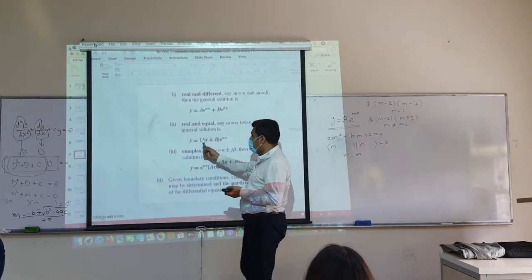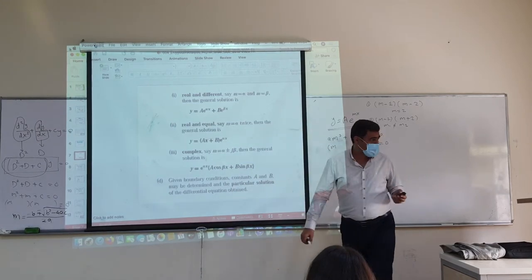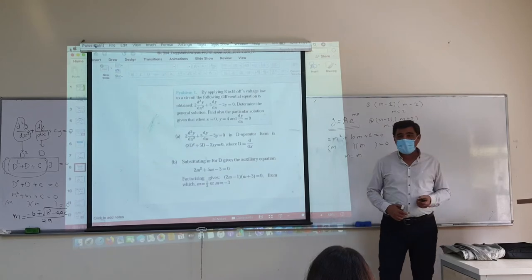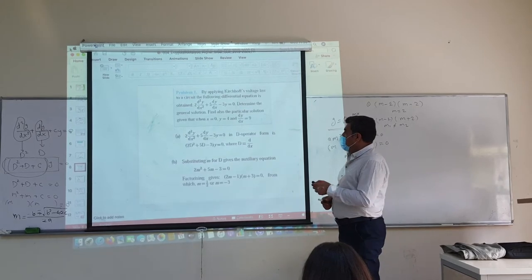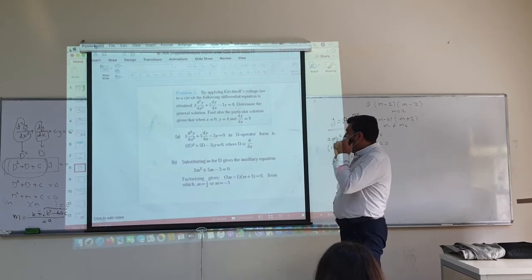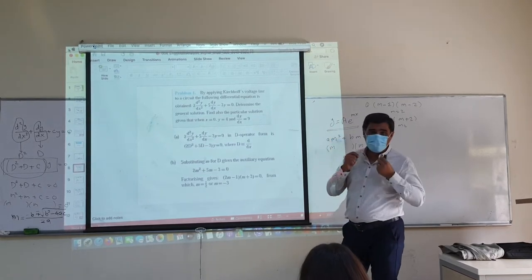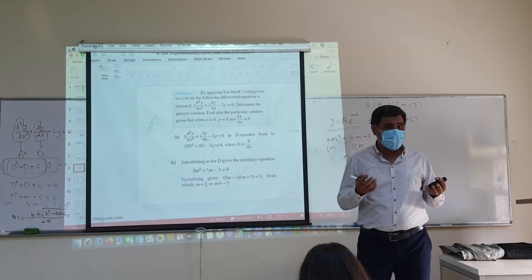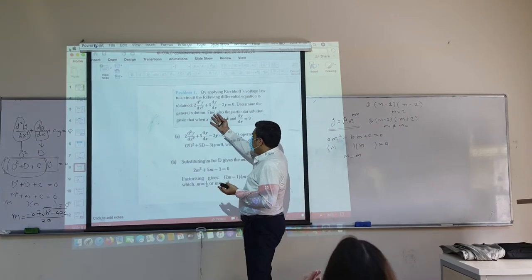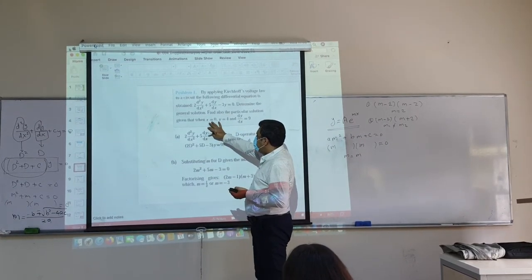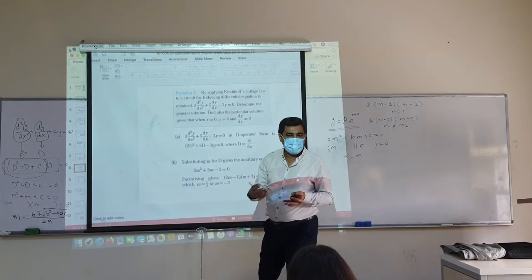Let us have an example to show the steps within the example. We have problem one, by applying Kirchhoff voltage law. You see, this is an equation from electrical engineering. So this is one of the equations that electrical engineers have. Then they want to find, in a specific boundary condition, what will be the general solution and the particular solution.